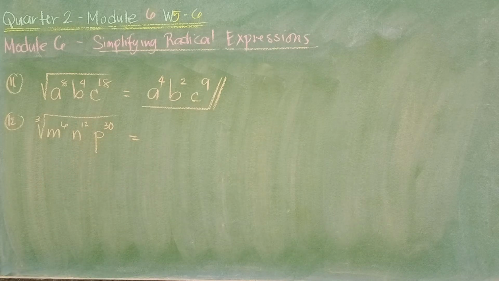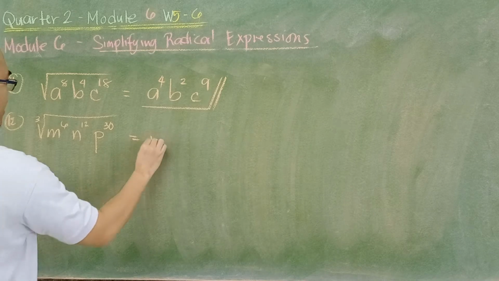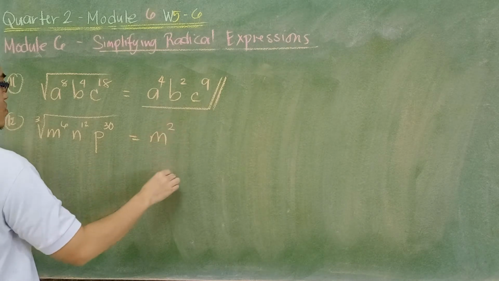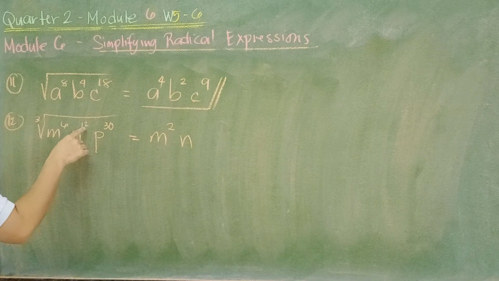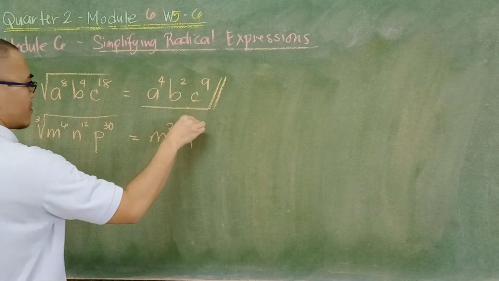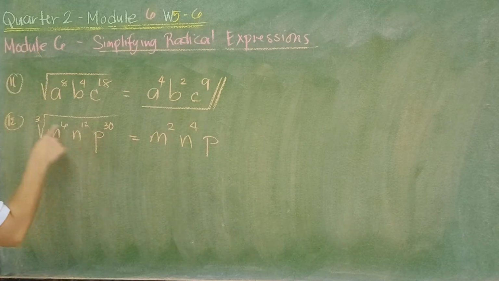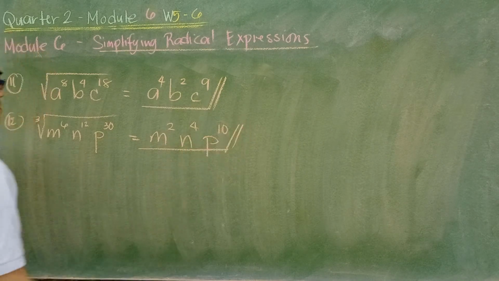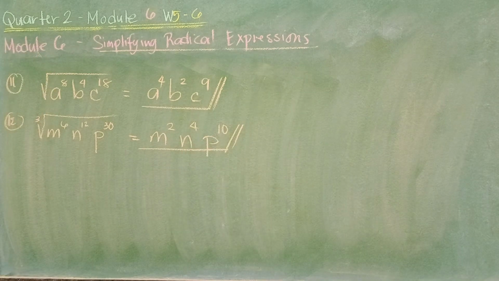So, bawat exponent dun sa number 12, bawat exponent dun sa radical, i-divide mo dun sa index. So, you have para sa m, 6 divided by 3 is 2, and 12 divided by 3, this is 4. Para sa p, 30 divided by 3, that is 10. So, ganyan yung ginagawa.